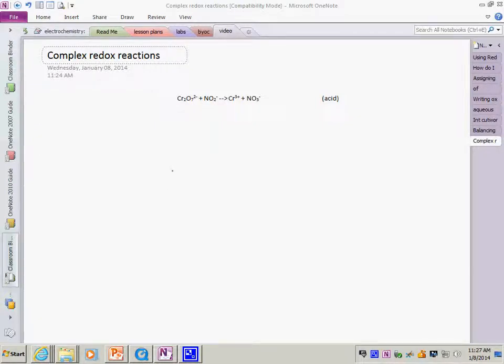Now, a more complex redox reaction is one that could take place in an acidic environment or maybe even a basic environment. So these are reactions that require a certain type of aqueous medium in order for them to run. This first example is a reaction where I have dichromate, and in this case nitrite, but it's in an acidic solution. So in reality, this chemical is HNO2, nitrous acid.